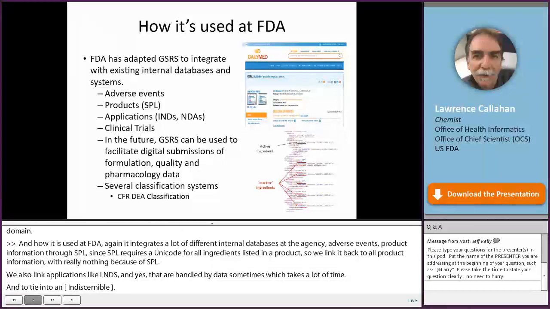In the future, we hope that the GSRS will be used to facilitate digital submissions of formulation, quality, and pharmacology data, so we don't have to do all this stuff right now for applications and other things. And we also have a number of classification systems in the FDA, including CFR, DEA, ATC, and other classification systems that are used throughout the world.